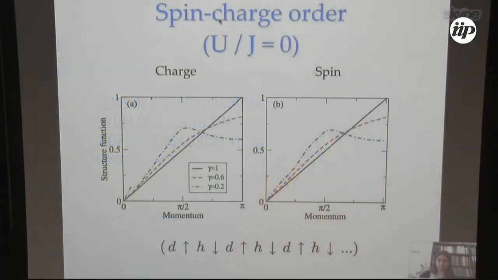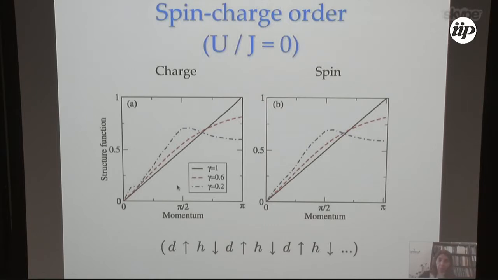So, we were now at U equals 0, where you have no structure in the Hubbard model for the charge and for the spin. And what you see is that as you come to gamma equals 0.2, the gamma is the Bessel function in terms of the shaking, you start getting a peak in the charge and in the spin sector. So this is a coexistence of spin and charge density waves. We have up, down, doublon, holon, so two particles, zero particles, two particles, zero particles, okay? We get a spin and charge density wave with the same periodicity.